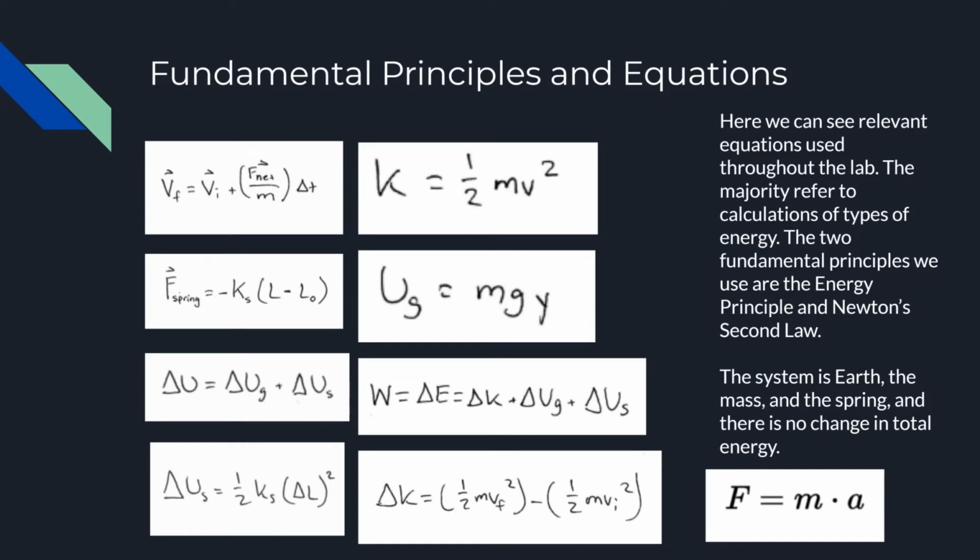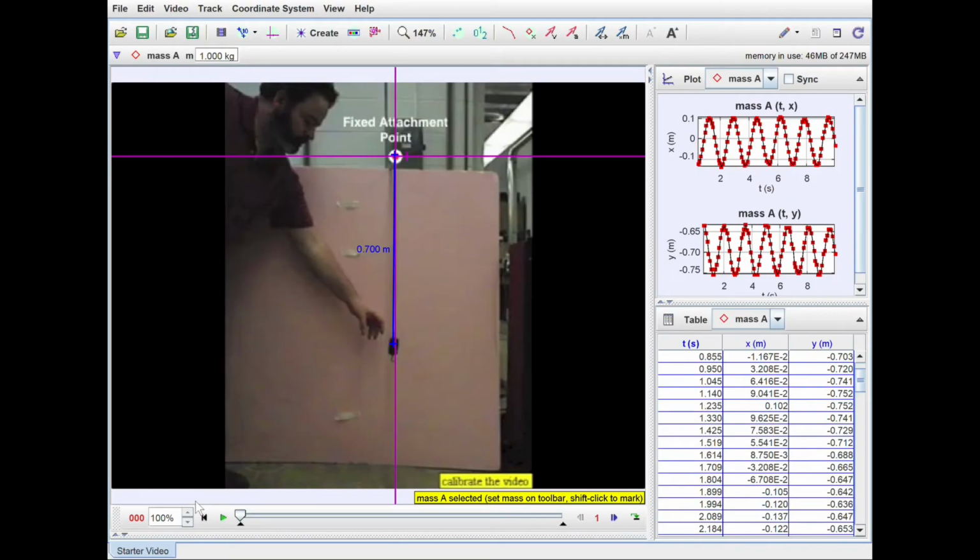In this lab, the system that I chose was the Earth, the mass, and the spring, so there should not be a change in total energy because no work is being done on the system. Here you can see the Tracker simulation and data.